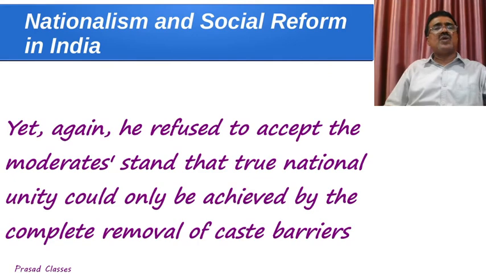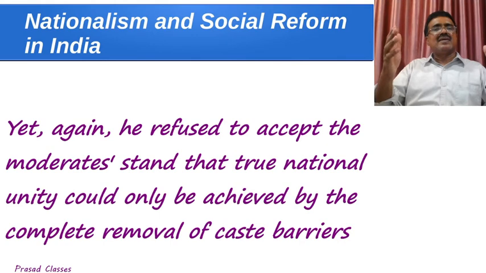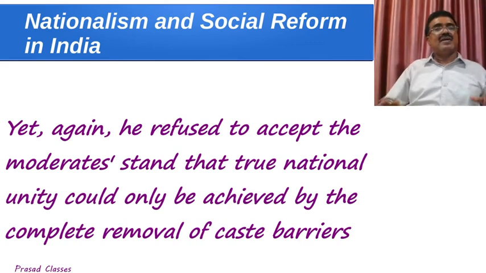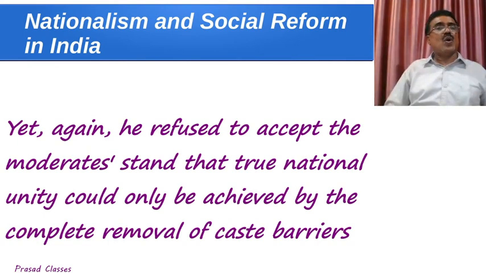Yet again, he refused to accept the moderate stand that true national unity could only be achieved by the complete removal of caste barriers. That we have to see. The traditional organization of the society, altogether changing it, Gandhiji didn't advocate, right? He sometimes said that this caste system has its own advantages. He was in conflict with Ambedkar regarding that. What position we have to take is another question. But he was not for the overall throwing away of the organization of Indian society. He was not for that.